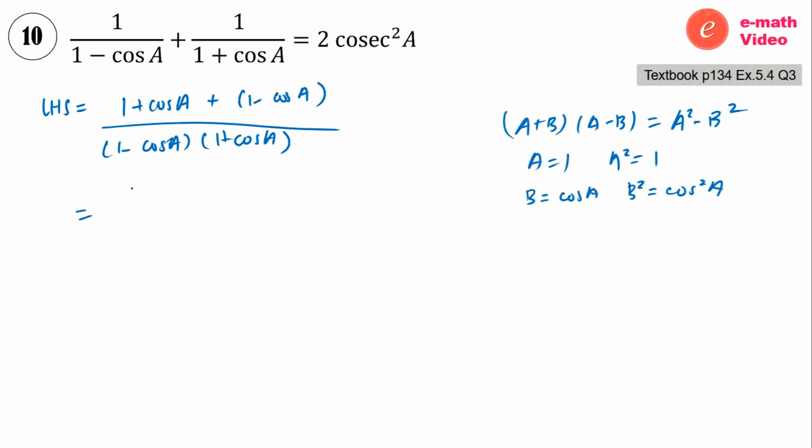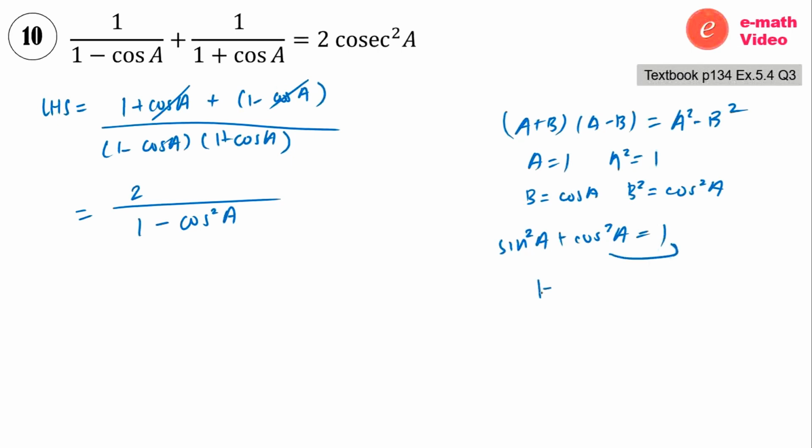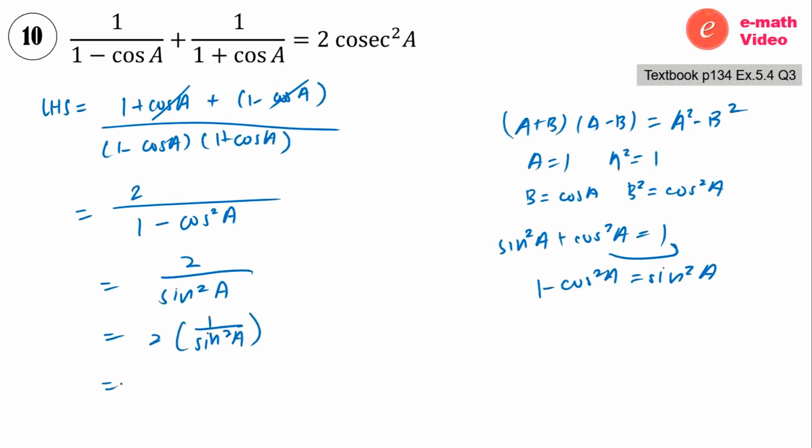On top, 1 plus 1 is 2. Cos A and minus cos A cancel. Over, we have 1 square is 1 minus cos square A. And then, basic identity. Sin square A plus cos square A equals to 1. So move this cos square A to the right hand side. 1 minus cos square A equals to sin square A, equals to 2 over sin square A. I want cosecant, so I put the 1 over sin square A outside. 1 over sin square A is cosecant square A. Proven.